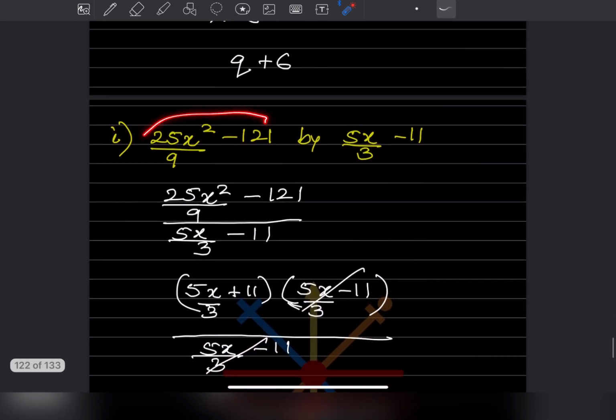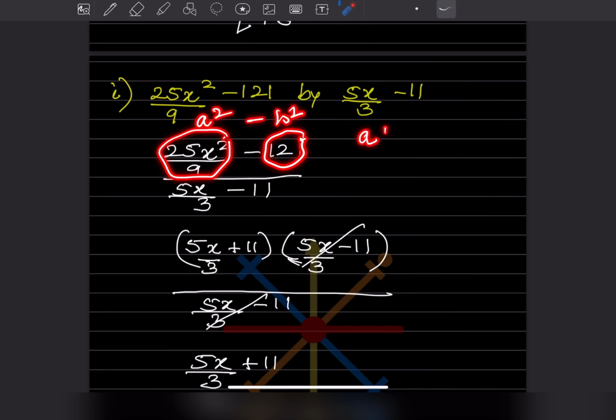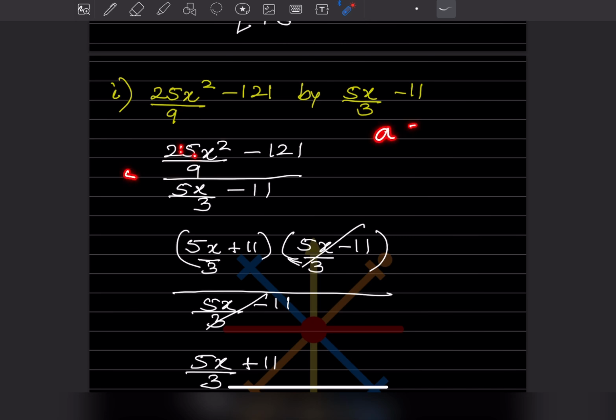Now look at here. First write as it is. So now you can see this is also a perfect square, and this is also a perfect square. So this should be in the form of a square minus b square, which is a plus b and a minus b. So now what will be a? See here, this 25 means 5, and this 9 means it is going to be 3, and this is going to be x. If you take the square of this, it will be the same as this one. So a is going to be 5 by 3x.